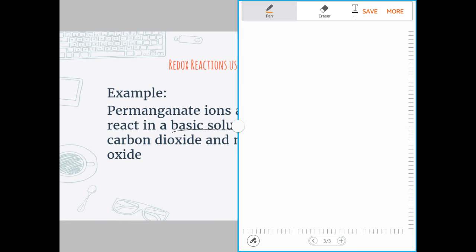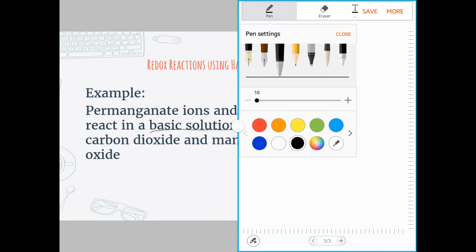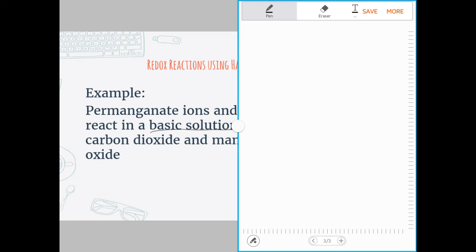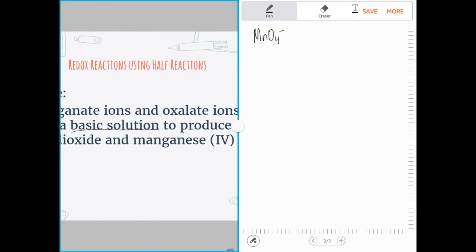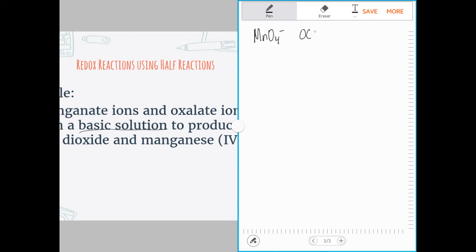That's what I wanted. Okay, sorry. So we have our permanganate ions, MnO4 minus, and we have oxalate ions. Let's think here, oxalate ions. I need to pull out my data booklet. That's what I thought: C2O4 2 minus.